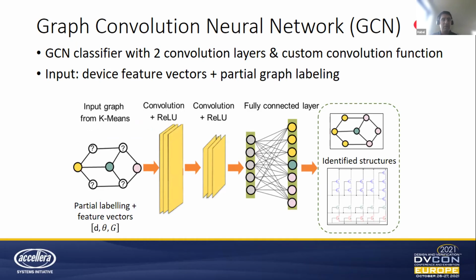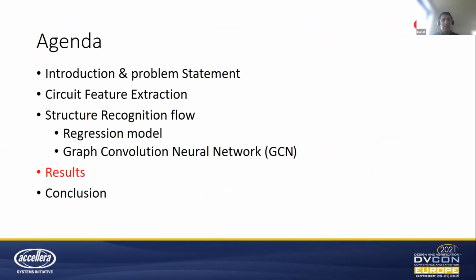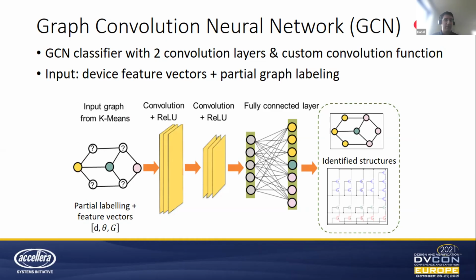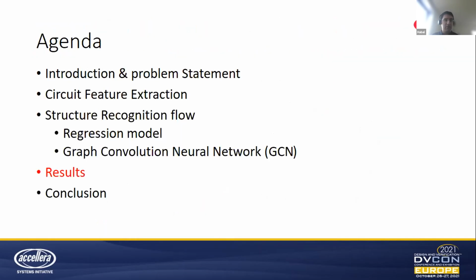We have 2 convolution layers, and we have the rectilinear activation function. And finally, we have a classification layer. And this is all implemented in Python, I think it was TensorFlow. So this is the algorithm. I will then just give some results.